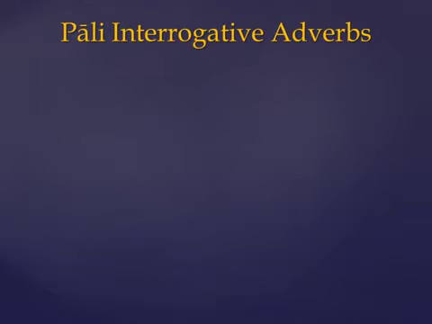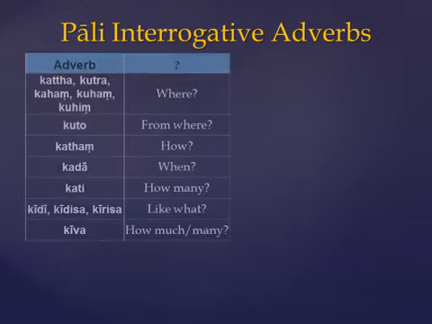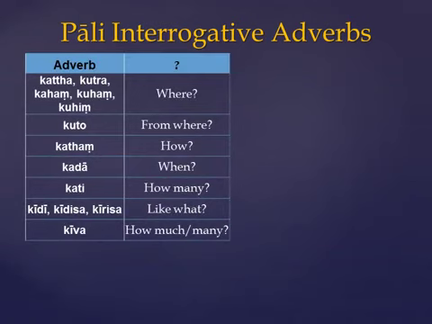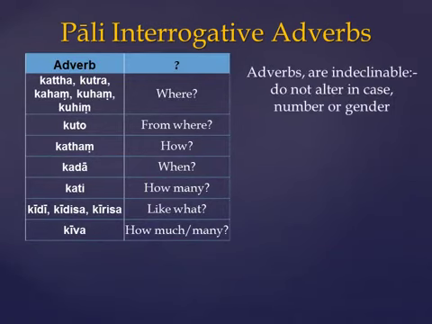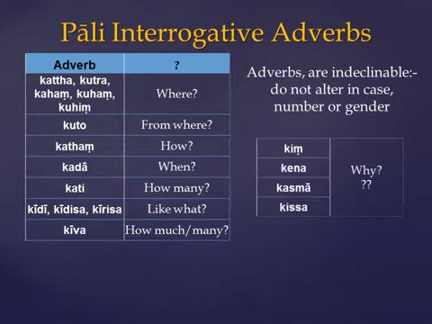There's actually quite a few interrogative adverbs, and I'll list most of them here in this table. Now, adverbs in Pali are indeclinable, and that means they do not alter in their case, number or gender. So their endings are always the same as you see here in this table. Also, as well as these adverbs, the neuter forms of the accusative, instrumental, ablative and genitive pronouns that we've just seen can also be used in an adverbial sense.